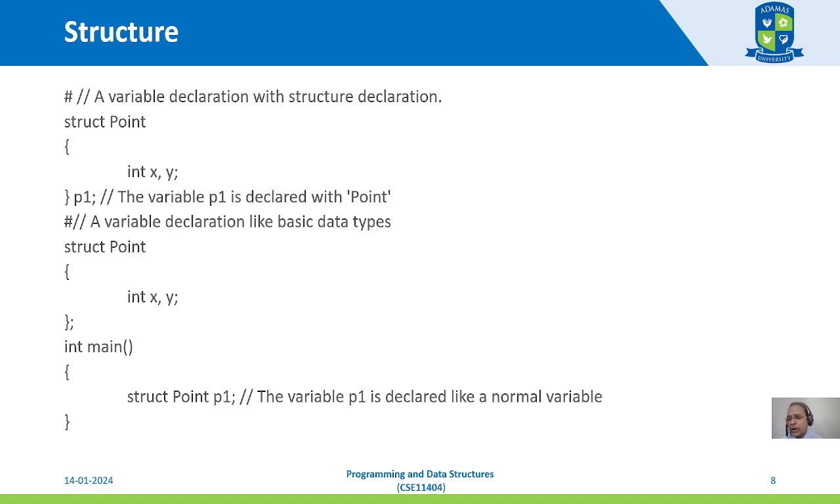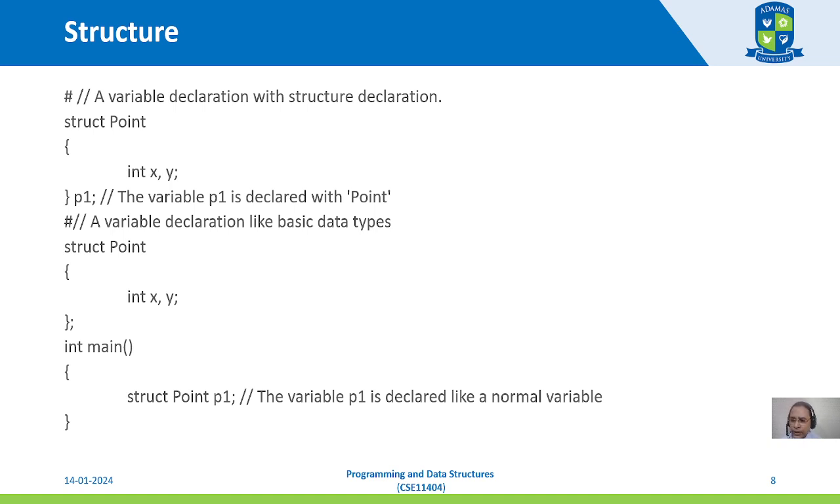We can also mention structure member function as per our requirement, and at the end of the declaration we have mentioned P1, and that P1 is a declared variable of type point. Point is the name of the structure. Now structure declaration can also be done in the second example what we have mentioned, in that manner.